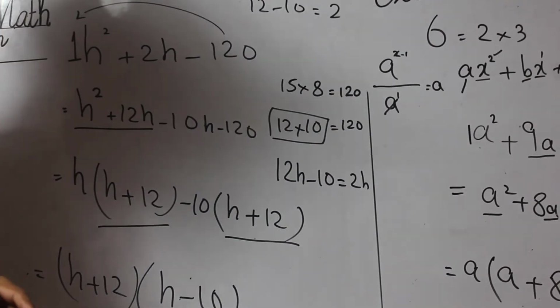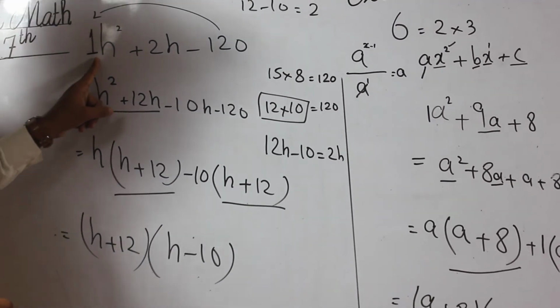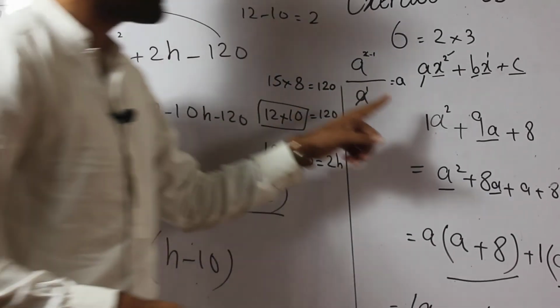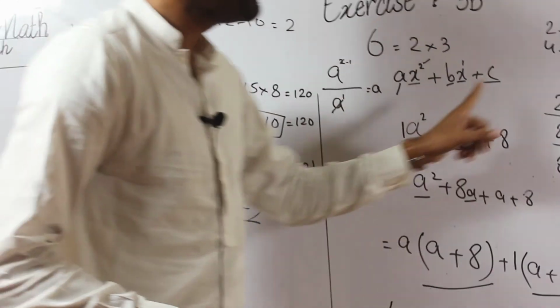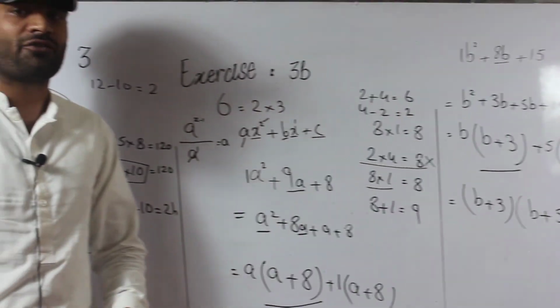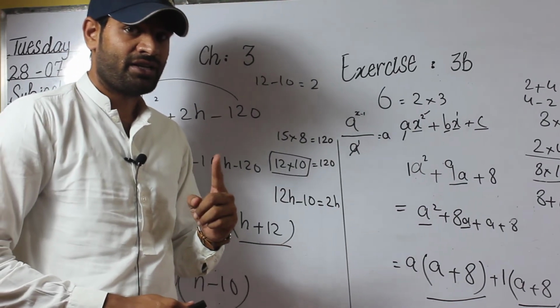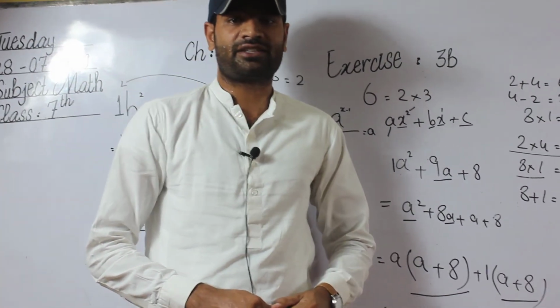Today we only solve expressions where the highest power has coefficient 1. Here the coefficient is 1, here also 1, and here also 1. Today we factorize only quadratic expressions whose highest power has coefficient 1. So this is today's math lecture. Thank you so much.